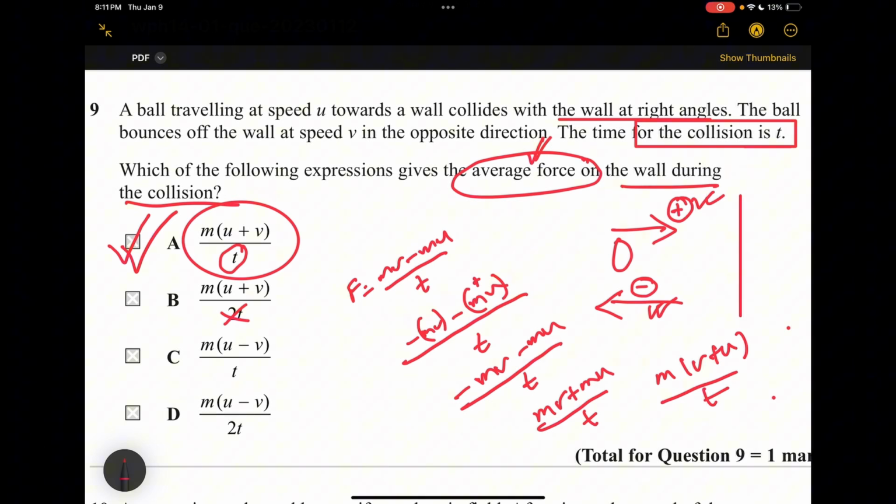We don't need to add 2t because the time here is for the whole collision. They didn't say the time for the collision in this part and in this part. If it was like that, then we would have taken 2t, but they have said time for the collision, that means the whole collision, not for the positive or negative direction. That means it is the total time. So t is our total time, not 2t. So our answer will be A.